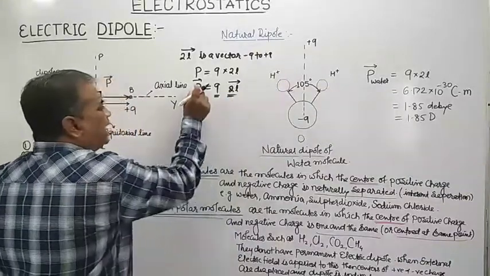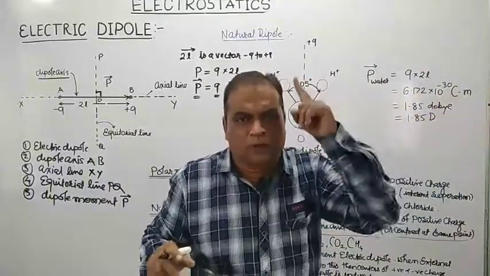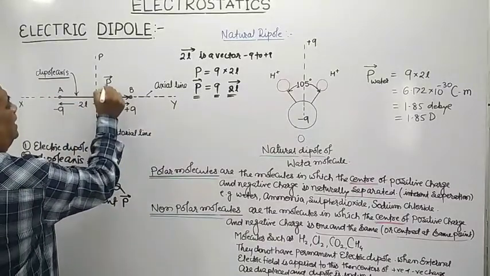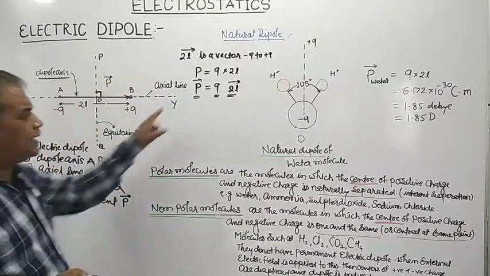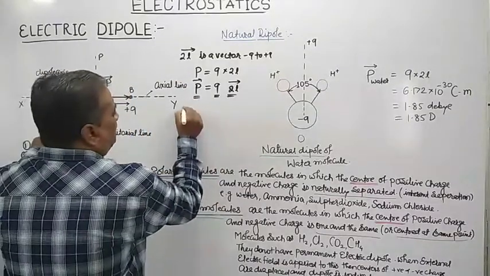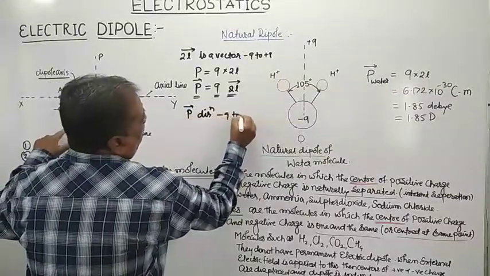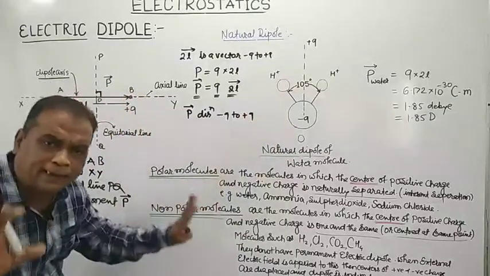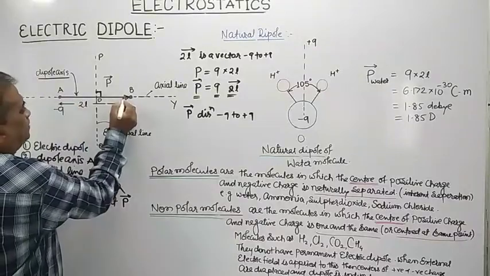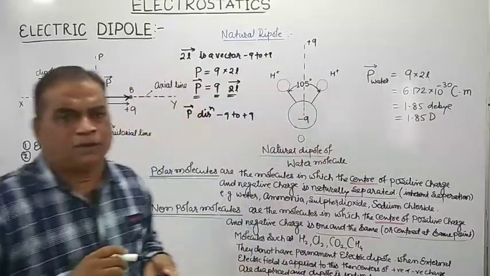So naturally, the direction of vector p is the same as that of the direction of what? 2L bar. So remember very well that electric dipole moment is a vector. See here, I had drawn vector p. Electric dipole moment is a vector with a direction pointing from what? From minus q to plus q charge. Electric dipole moment is always a vector pointing from the negative charge towards the positive charge, from minus q charge to plus q charge.